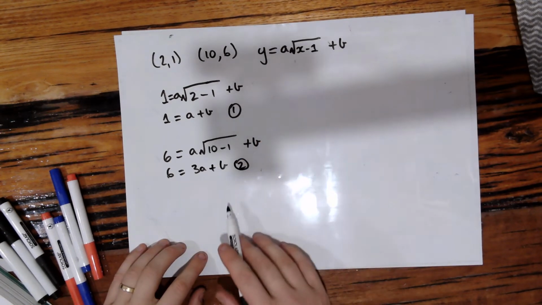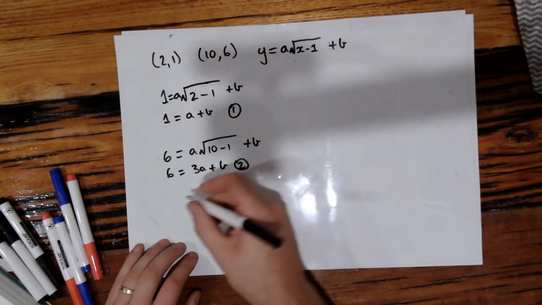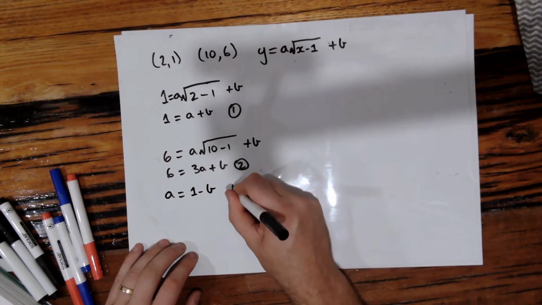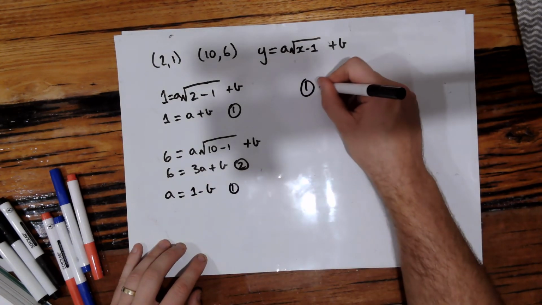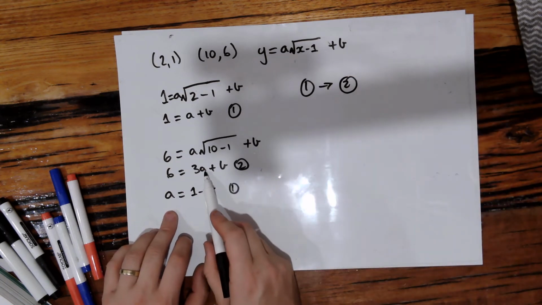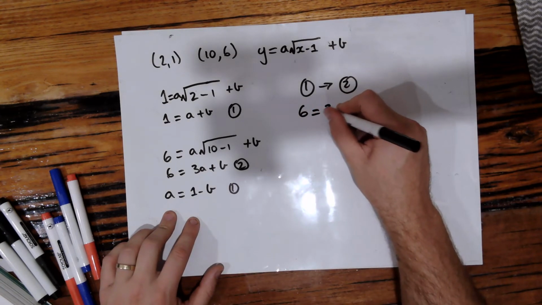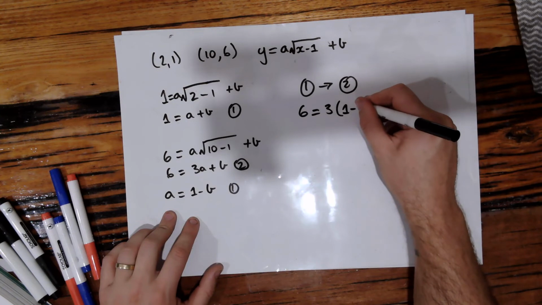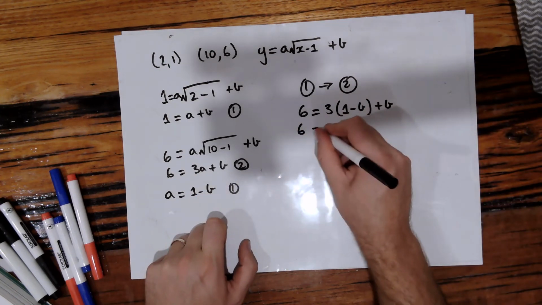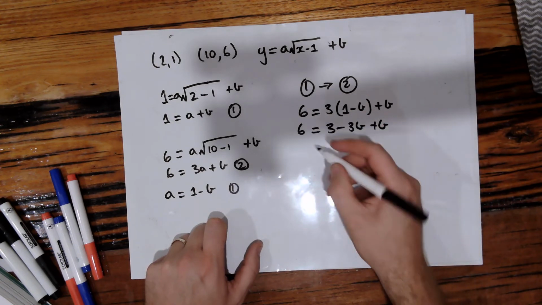So again, we want to look and ask what is going to be the best thing to rearrange here? Well, it's probably equation 1 again. Let's go for a, and say that a is 1 minus b. Just like last time, we're going to substitute equation 1 into equation 2. So anywhere I've got a in equation 2, I'm going to put 1 minus b. So we get 6 equals 3 times 1 minus b, plus b. We're going to expand our brackets out, so we get 3 minus 3b plus b.